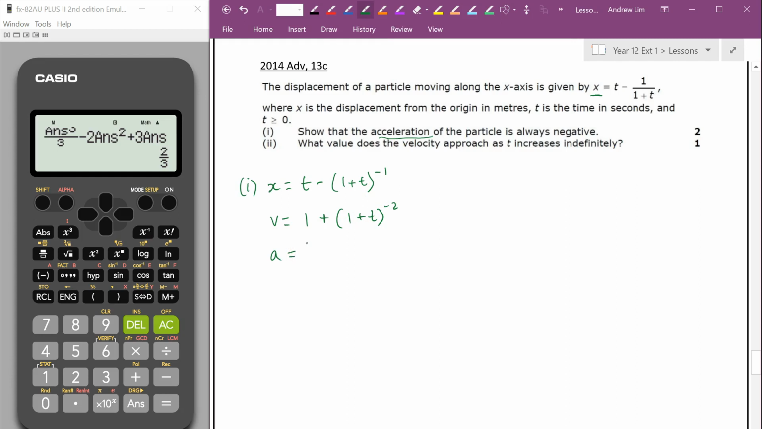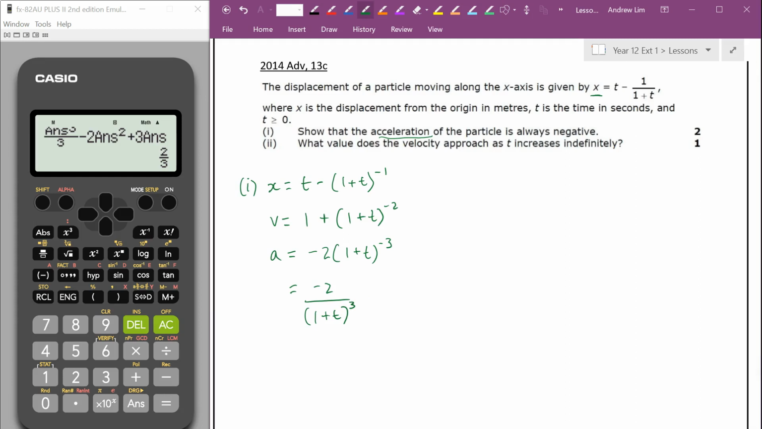Therefore, acceleration, we can now differentiate this. The 1 will disappear because that's a constant. Bring down the minus 2, write what's in the brackets, reduce the power by 1, and then multiply by the derivative of what's inside the brackets, which is just 1. When we differentiate t, we just get 1. So now we can write this as minus 2 over 1 plus t cubed, positive 3 in the denominator.